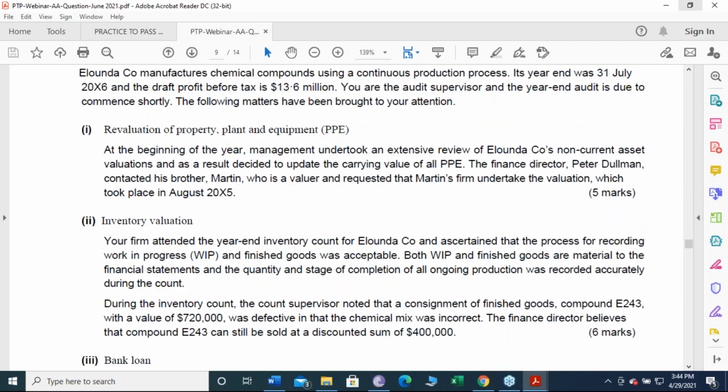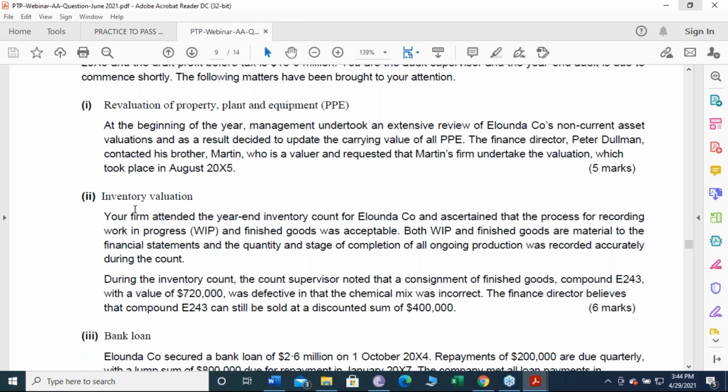Okay, part B. Your firm attended the year-end inventory count for the company and you figured out that the process for recording work in progress and finished goods was acceptable. Both work in progress and finished goods are material to the financial statements, and the quantity and stage of completion of all ongoing production was recorded accurately during the count. Okay, fine. You don't have any issues with that. But let's continue with the question.